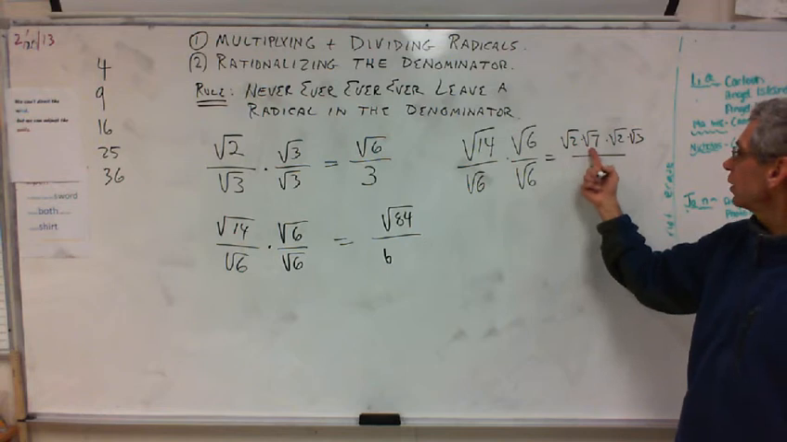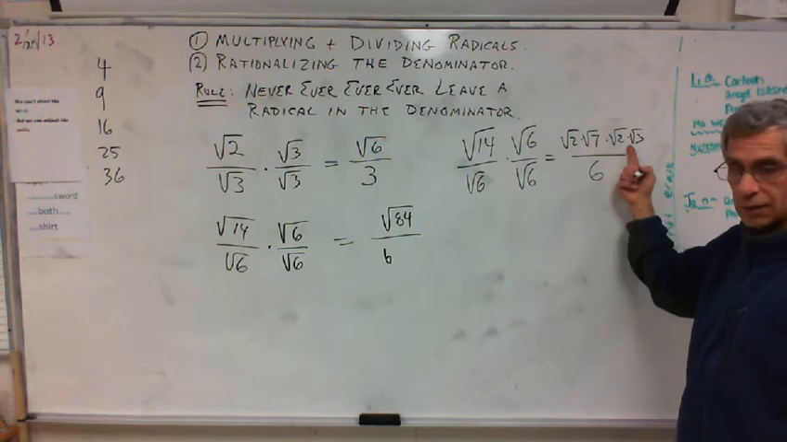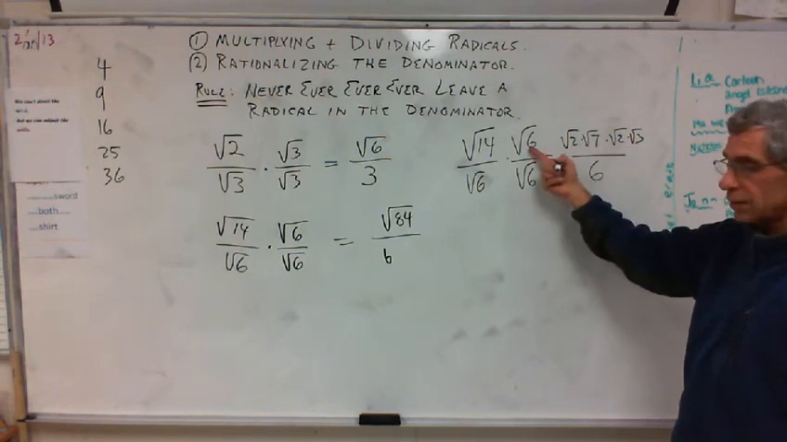Square root of 2 times the square root of 7, over square root of 2 times the square root of 3. Wait, where did you get 2 and 3?